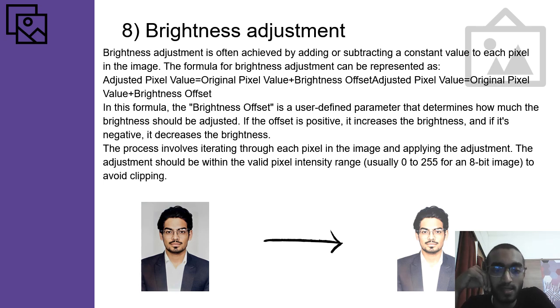If it is positive, then it increases the brightness. If it's negative, then it decreases the brightness. The process iterates through each pixel, ensuring the adjusted values stay within the valid intensity range, that is from 0 to 255 for an 8-bit image, to prevent clipping. This method allows users to control the overall brightness of the image by uniformly altering the pixel intensities.